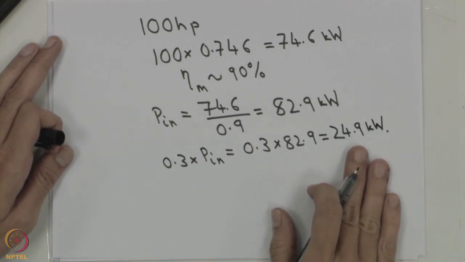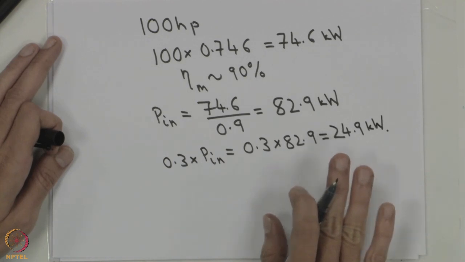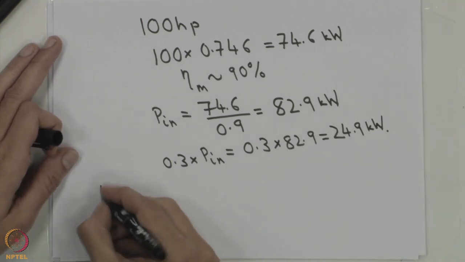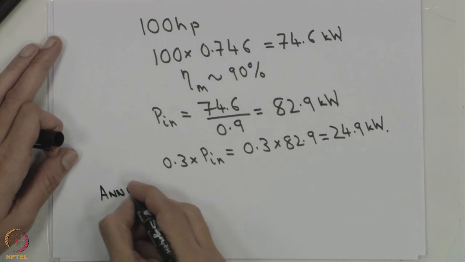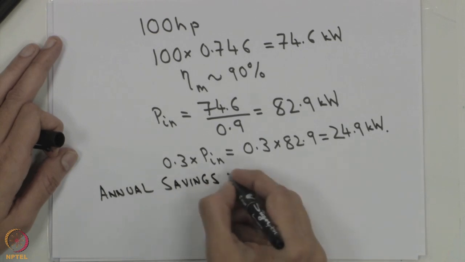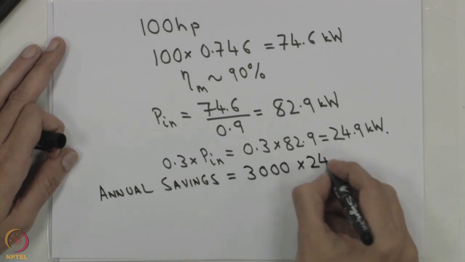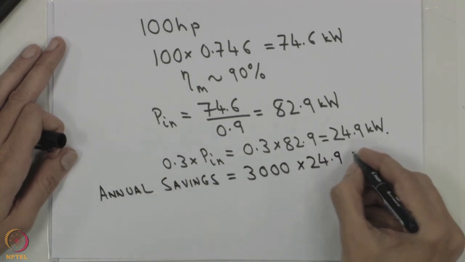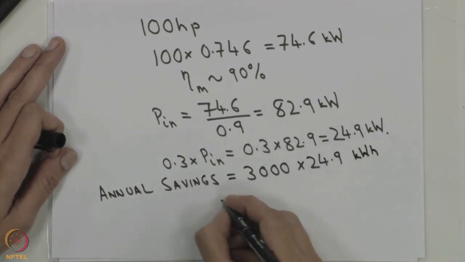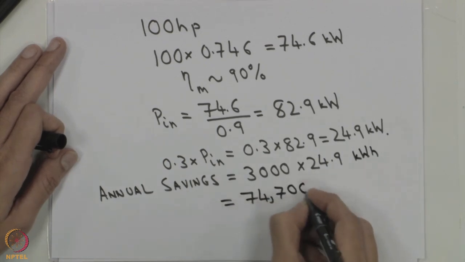We are operating the pump annually at 3000 hours. It's operating at part load. We are getting savings only during those 3000 hours. So annual savings is going to be 3000 into 24.9, and the units are kilowatt hours. Okay, so this turns out to be 74,700 kilowatt hours.